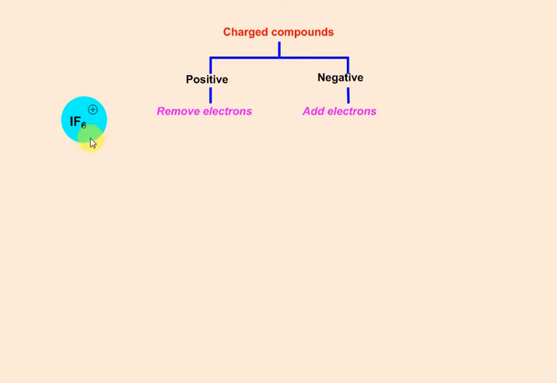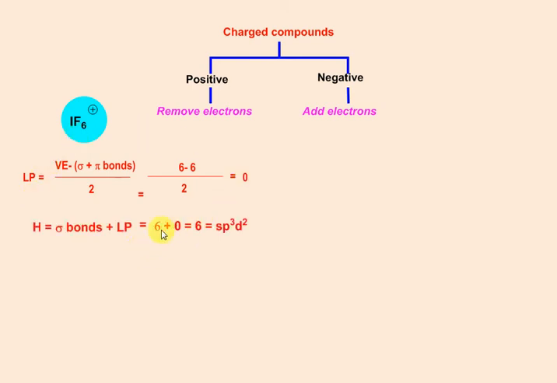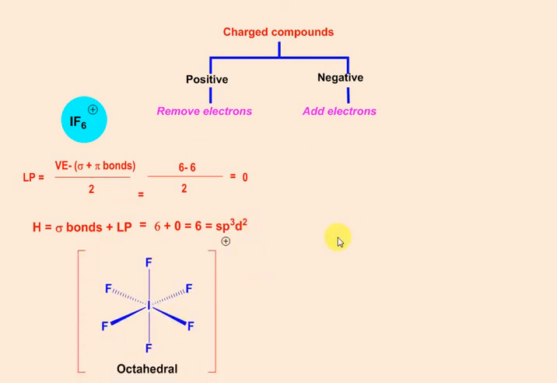Let us discuss the example of a positively charged compound, IF6+. Iodine belongs to the halogen family, having 7 valence electrons. Due to the 1 positive charge, 1 electron is removed. 7 minus 1, so valence electrons are 6. 6 bonds. 6 minus 6 divided by 2 is equal to 0. So the number of lone pairs on iodine in IF6+ is 0. So hybridization is equal to 6 bonds plus 0 is equal to 6, and hybridization is sp3d2, and for sp3d2 we know that it has an octahedral shape.